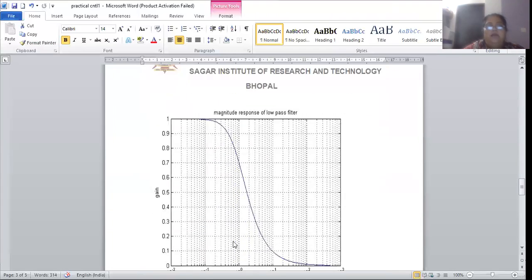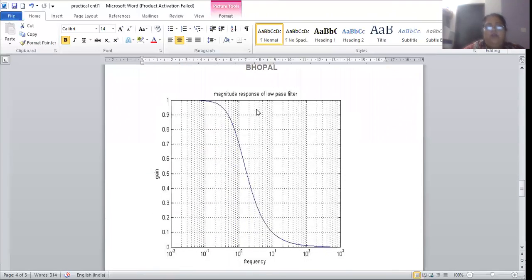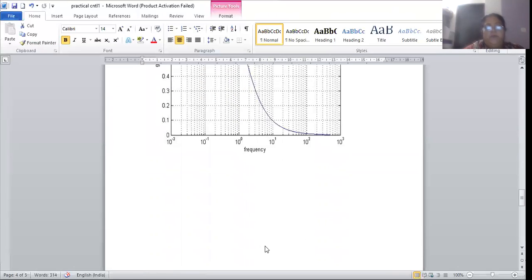This is the graph. In the Matlab window, we have obtained the graph of the magnitude response of the low pass filter, gain versus frequency.